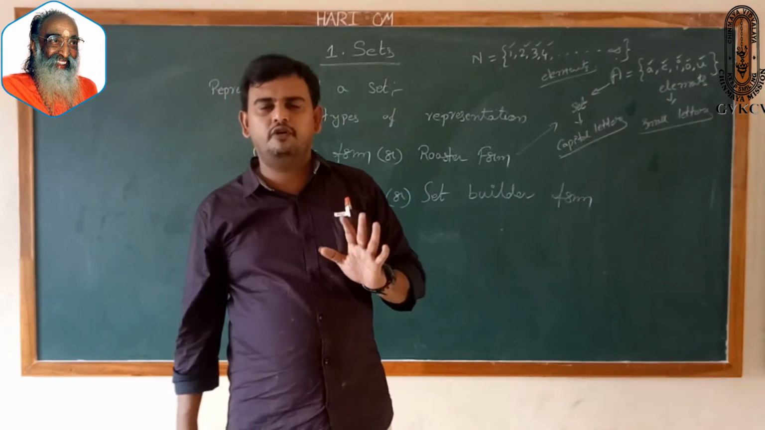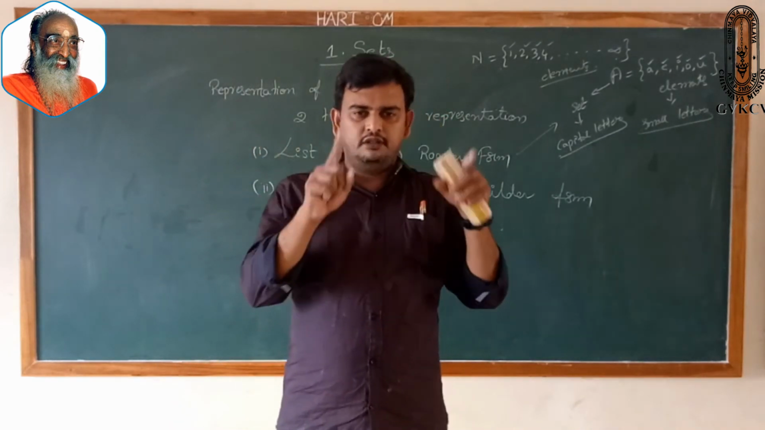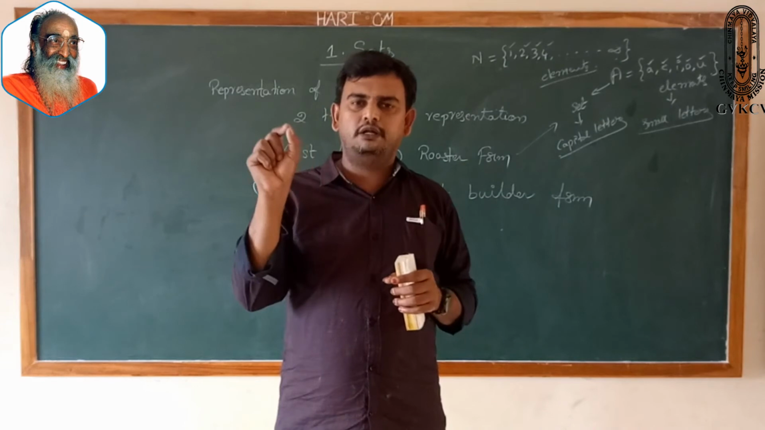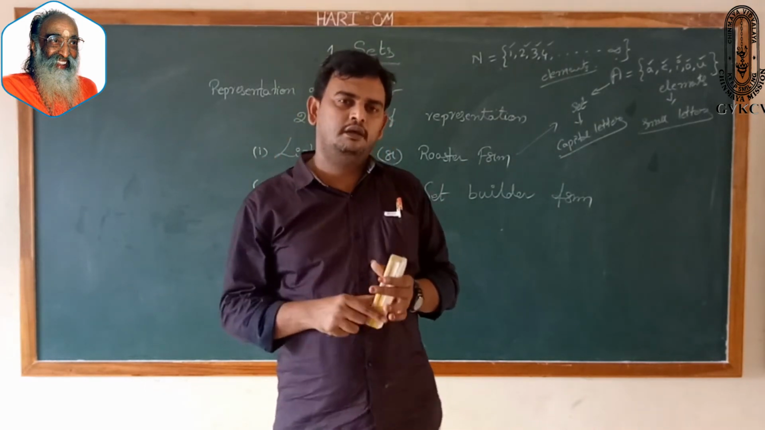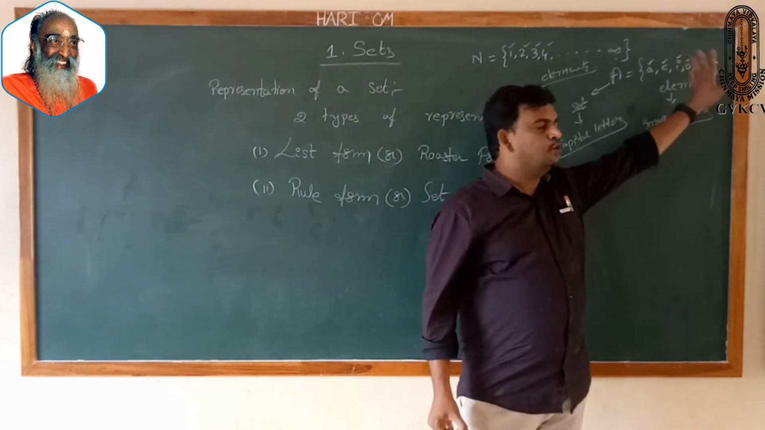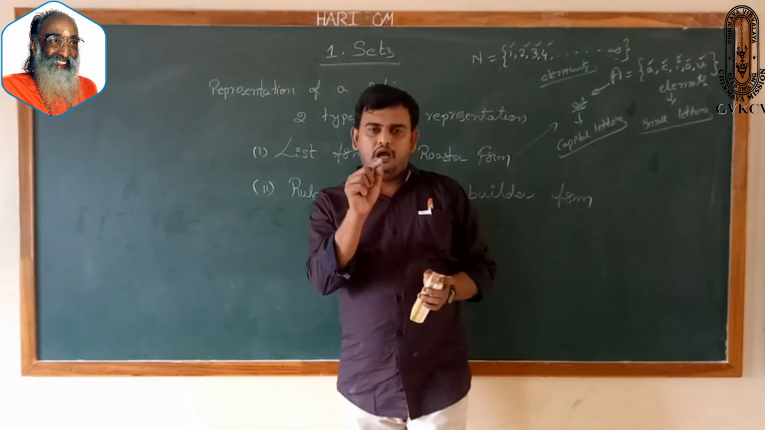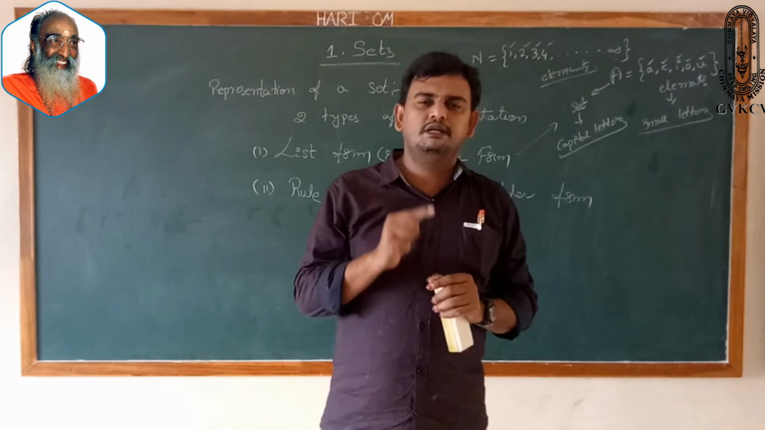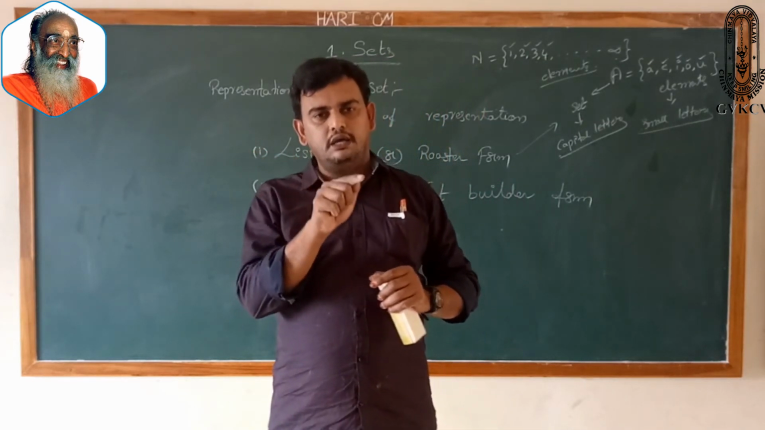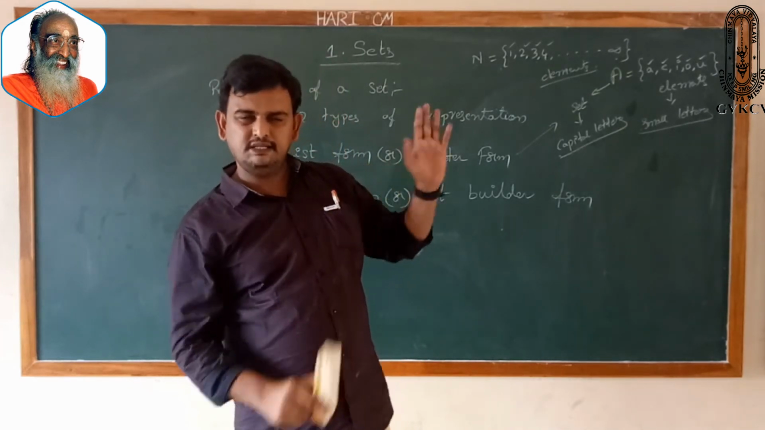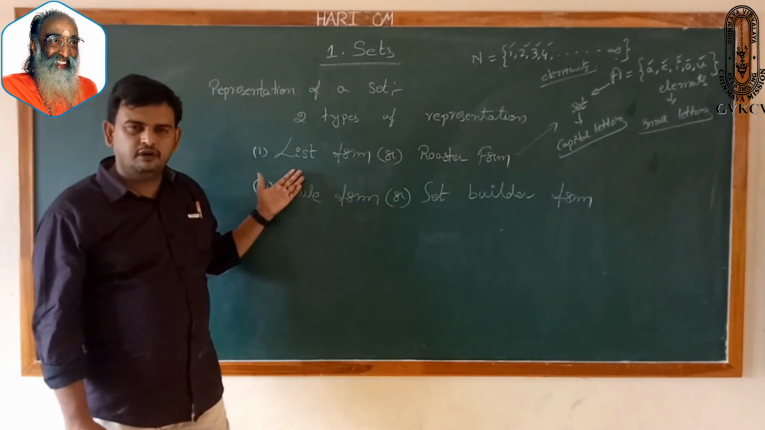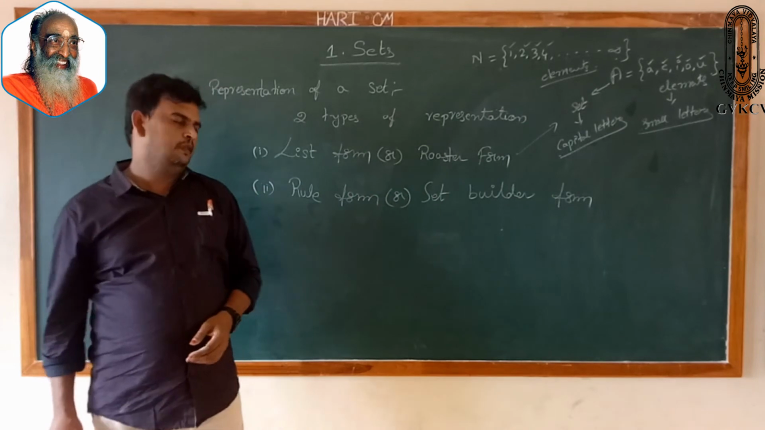List form or roster form is simply, within the flower brackets we need to write the elements separated by commas. Here A, E, I, O, U, these are the elements I am keeping within the flower brackets and separating by commas: A, comma, E, comma, I, comma, O, comma, U. That is nothing but called list form or roster form.